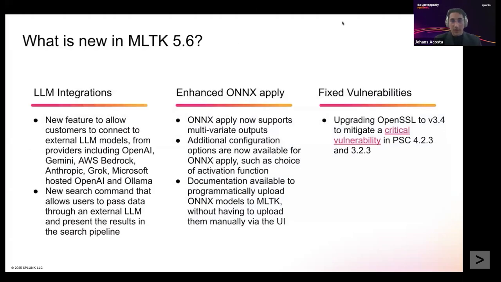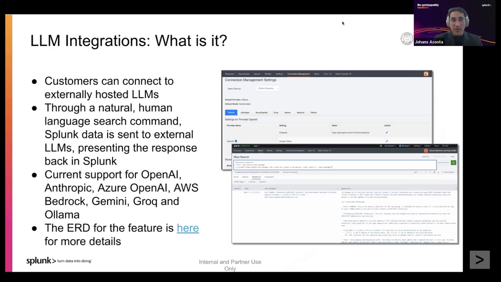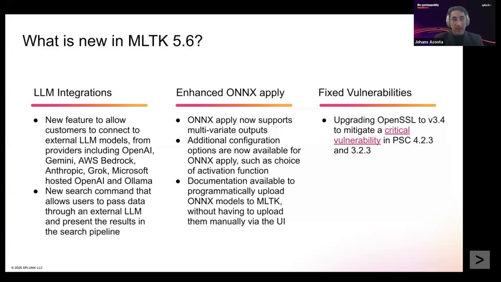You could go to the next slide. The previous slide you were just at. There we go. So what's new in MLTK 5.6? LLM integrations, enhanced ONNX. ONNX is the neural network model that Jeff was speaking to from prior, and also fixed vulnerabilities, so upgrading some of the OpenSSL and certificates and things of that matter.